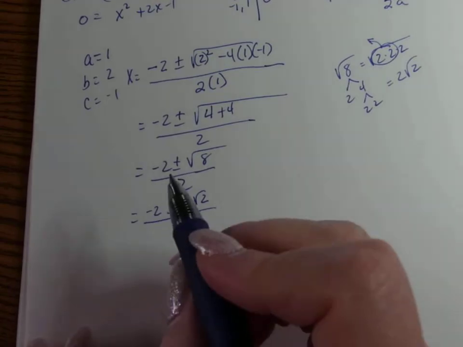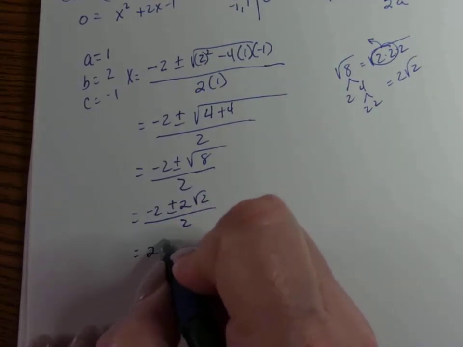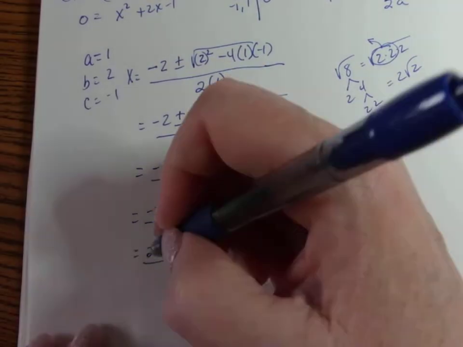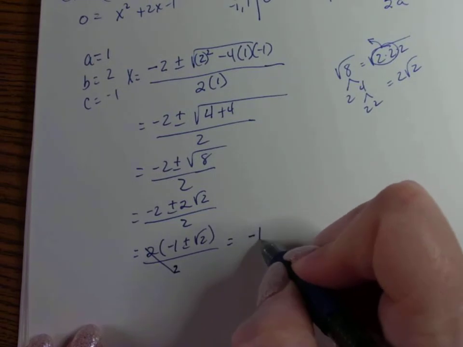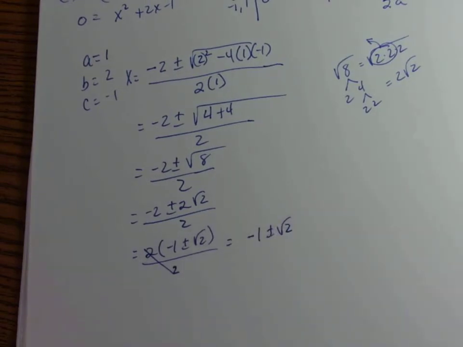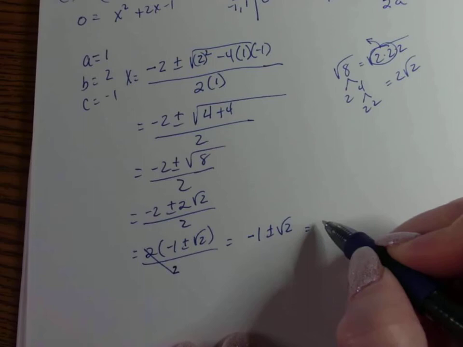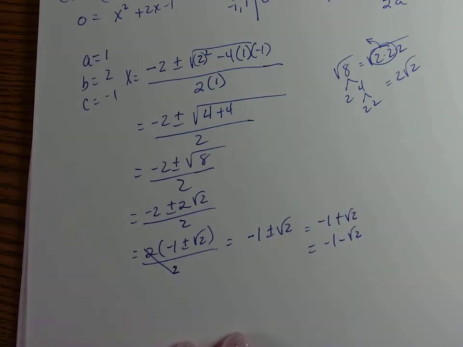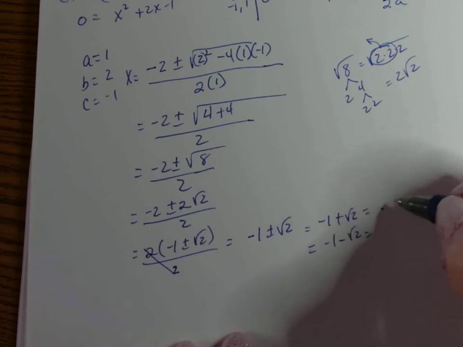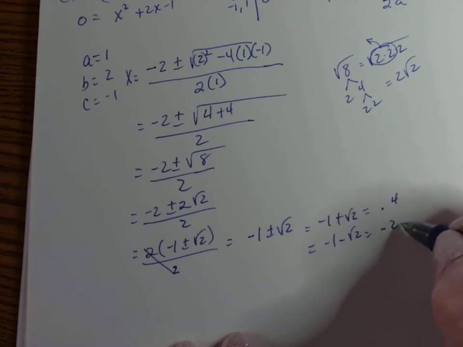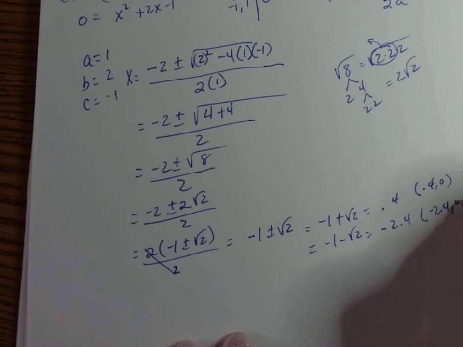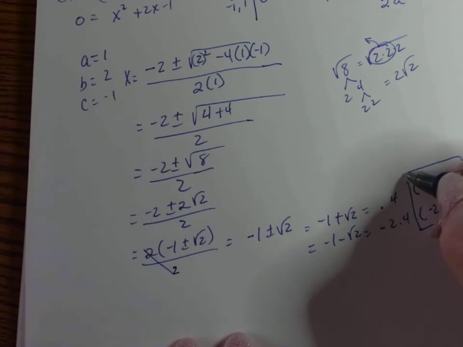And I can factor out a 2. Get -1 plus or minus the square root of 2 over 2. The 2's will cancel. We're left with -1 plus or minus that square root of 2. And this means we have -1 plus the square root of 2 and -1 minus the square root of 2. We'll put those in the calculator and get 0.4 and -2.4. So that will get us 0.4, 0 and -2.4, 0 as our x-intercepts.